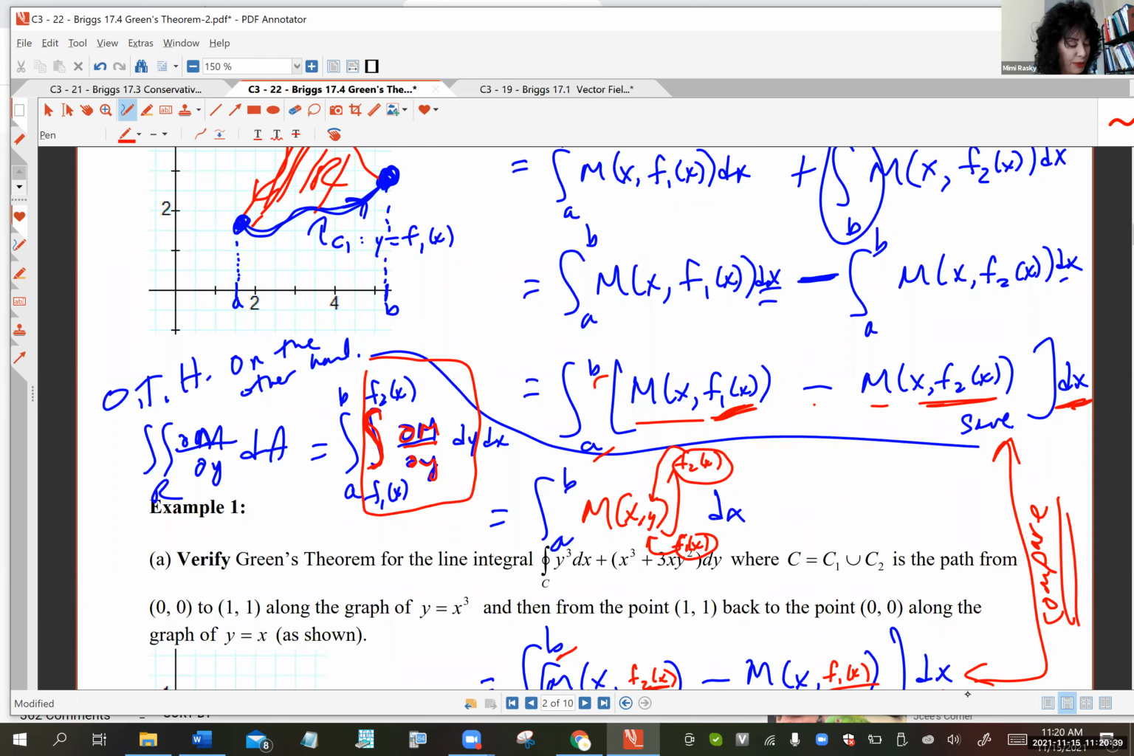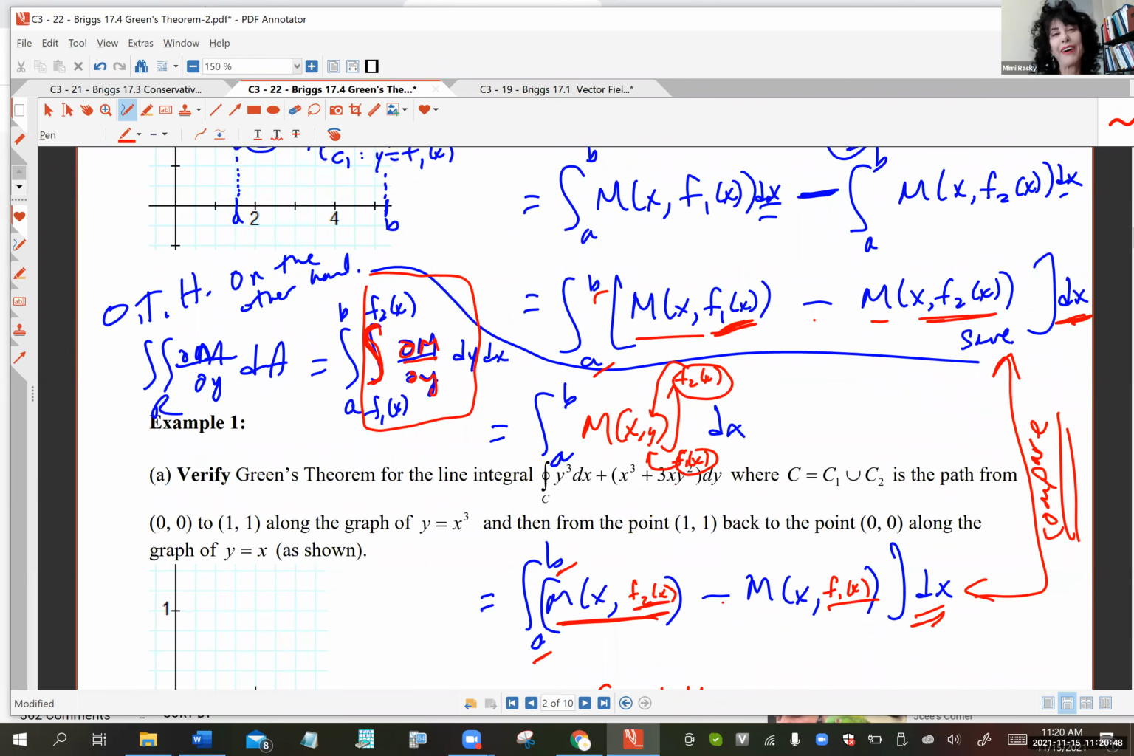And now I'm going to do one problem with Green's, and then we'll call it. Okay, that'll be enough for the day because it's going to take me a while. That's not a quick problem. No, sorry. So we're going to do what's called a verify.